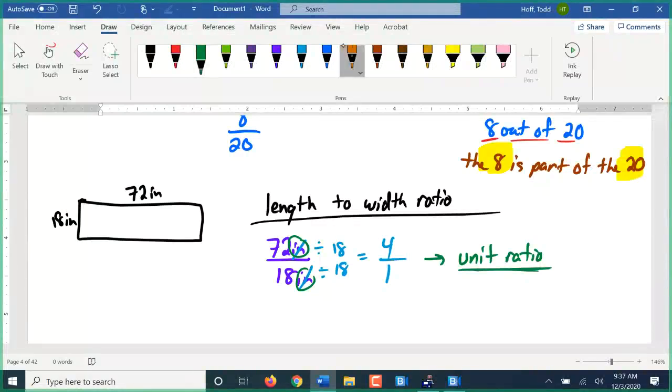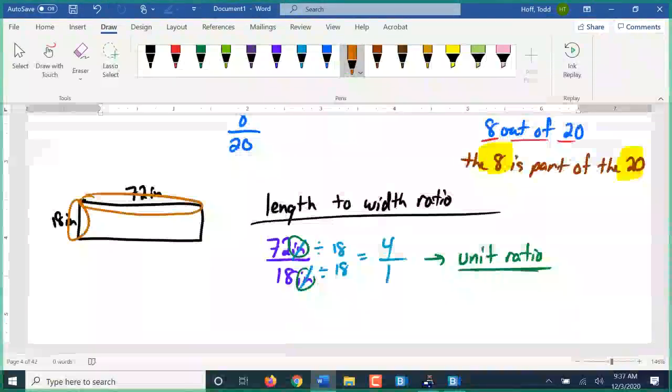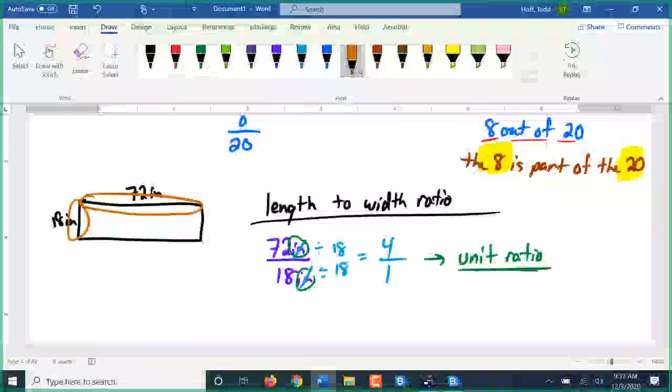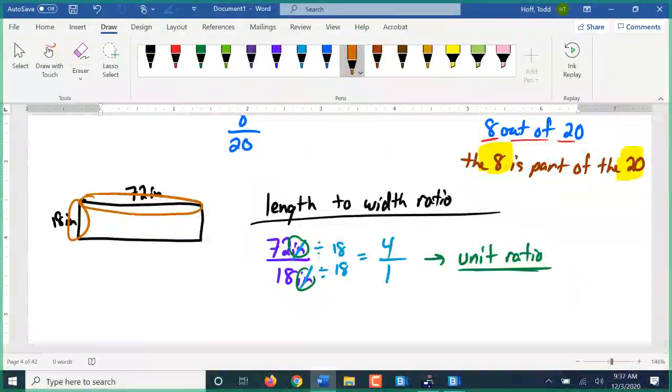It is saying no matter what unit I measure my width in, there's going to be 4 times that many in the length. So for every 1 inch of width, I have 4 inches of length, or for every 1 foot of width, I have 4 feet of length, or for every 1 centimeter of width, I have 4 centimeters of length. Whatever units I want to put in there, I can, because the ratio itself does not depend on any units.